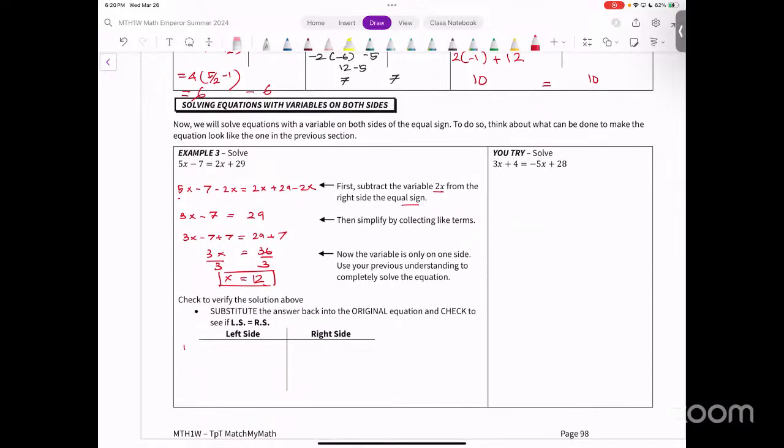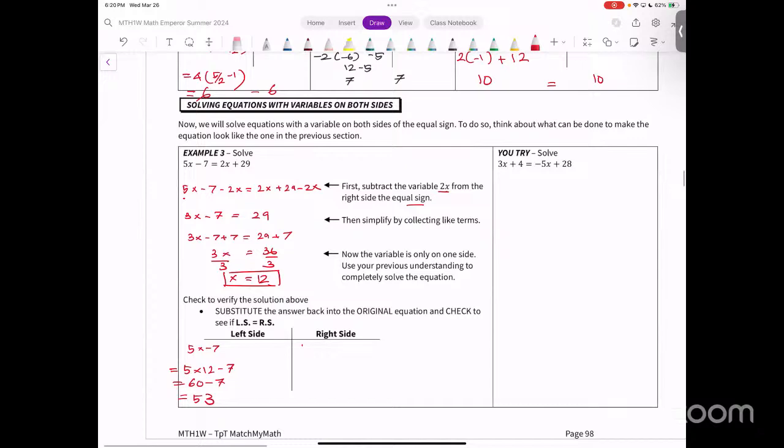So what is on my left-hand side? X is 12. Left-hand side, 5x minus 7. 5 times 12 is 60 minus 7, 53. On the right side, what do you got? 2x plus 29. So that's proved. Left-hand side is equal to right-hand side.